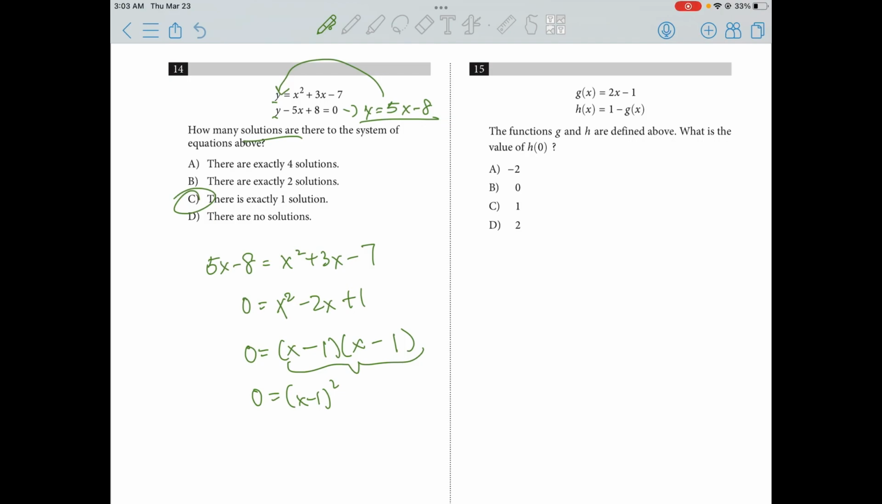Let's look at number 15. We're solving for the value of h of 0. So when we plug in 0 here, we notice that we have g of x to solve for first. So we plug in 0 for x, which 2 times 0 is just 0. That means g of x equals negative 1. So 1 minus negative 1 equals h of 0. What does that mean? It's 1 plus 1 equals 2. So we get D.